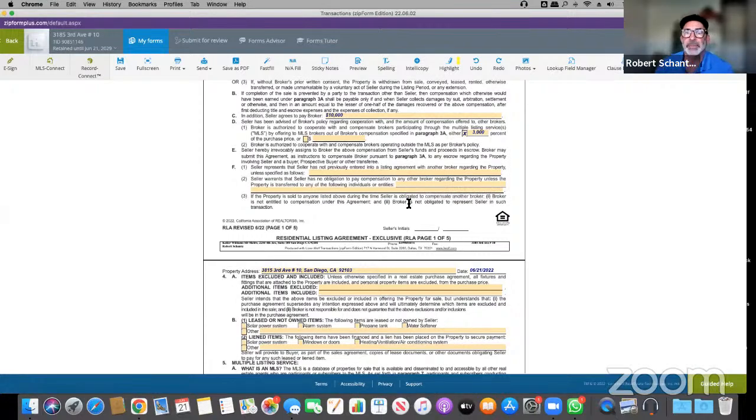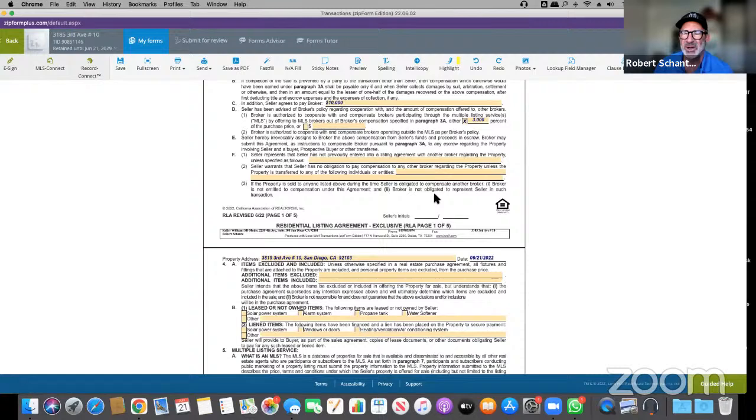And item 3 basically talks about where it says if the property is sold to anyone above in item 1 and 2, then the broker is not obligated to represent the seller in the transaction. So then we just wash our hands and wish them well and say goodbye. Don't see a whole lot of those, do we, Mark?